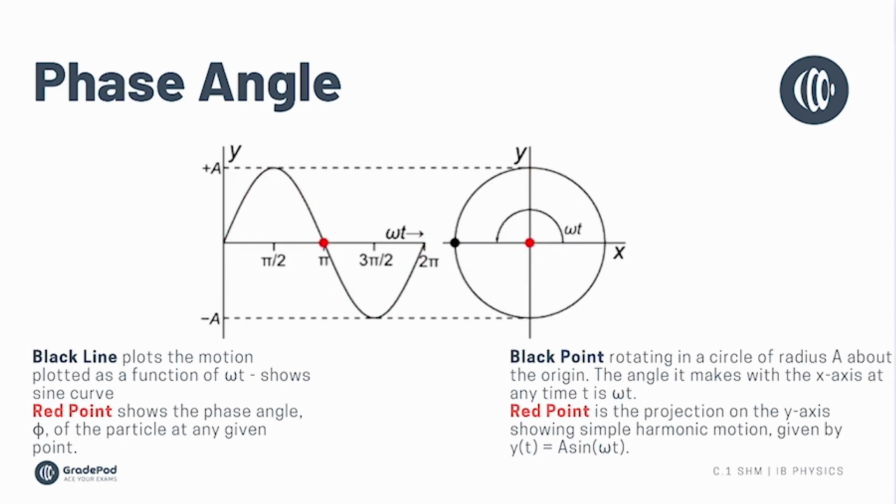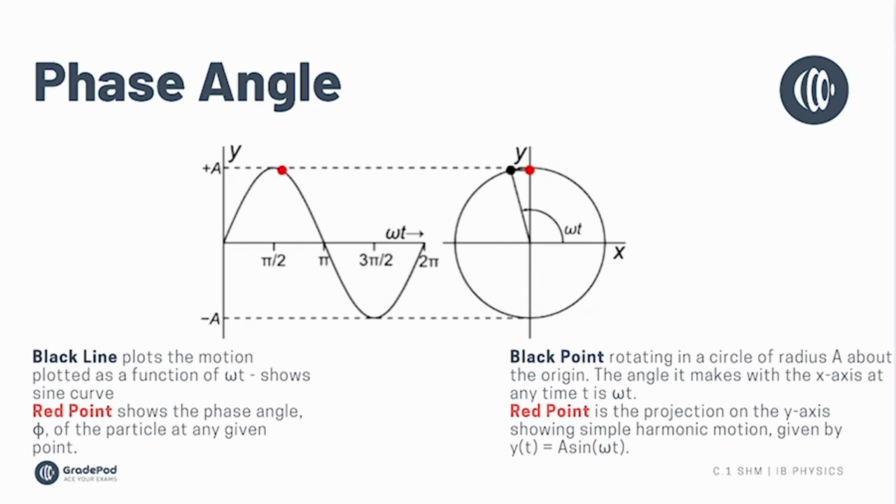So what I'd like you to do is concentrate on the animation below, and in particular the circular one, the one on the right hand side. We have a black point that's going round in a circle. The starting point is on the x-axis. I'm going to say now is the starting point. As the black point rotates in a circle, the angle it makes with the x-axis at any time can be calculated as omega t. So you can see as it goes round the circle, omega t shows where it projects onto the x-axis, and the red point is a projection onto the y-axis.